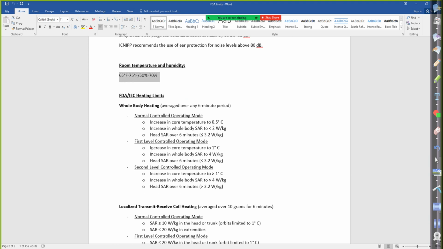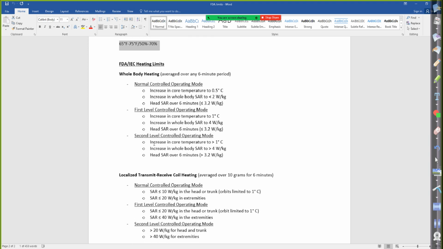And then here are your normal, first level, and second level. Remember, second level is restricted to research. You do not need to worry about that. But the main thing you need to know is it heats up our core body temperature by 0.5, 1, and greater than 1 degree Celsius, depending on the level. Make sure you remember these more so than your local transmit and receive.